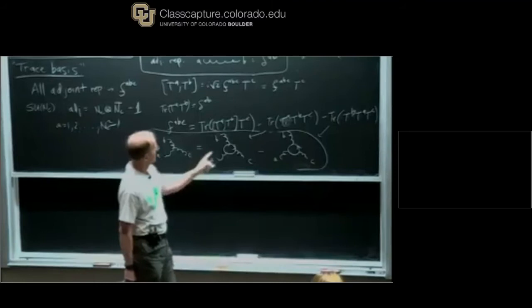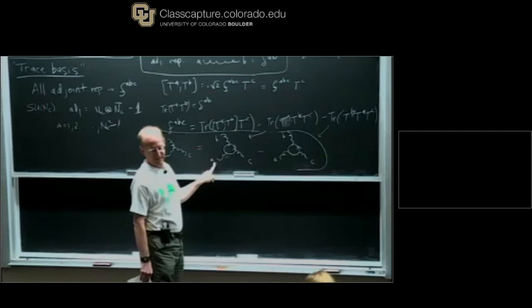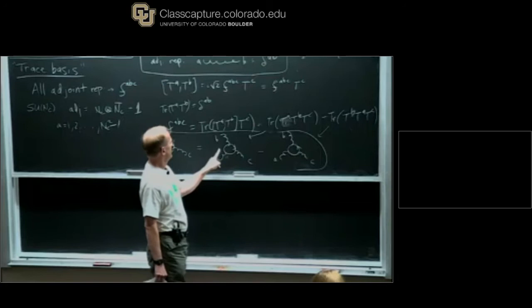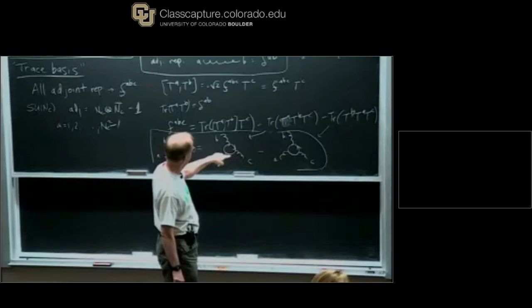In other words, T^a, according to this graphical rule, just looks like this diagram with an arrow line connecting to a gluonic, adjoint type line that comes out and gives you the T^a. And then you take that matrix, this is a matrix, you multiply it by T^b in the order that this arrow is going around, and then by T^c. And then you contract it back up again. That's making the trace.